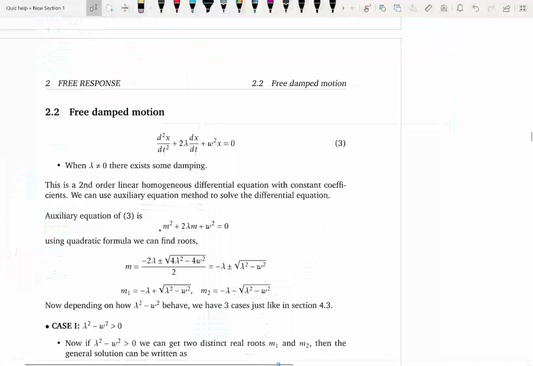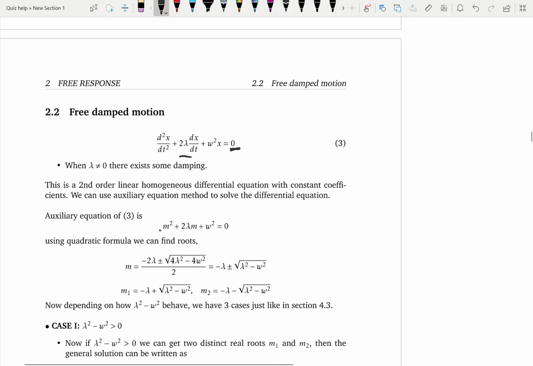Alright, so we talked about the motion, mechanical vibrations, where you do not have damping in the last video. But from now on, we are going to discuss a motion when you have damping. But still, we assume we do not have an external force or a driving force. So since we do not have a driving force, our differential equation will still be homogeneous, but we have damping.